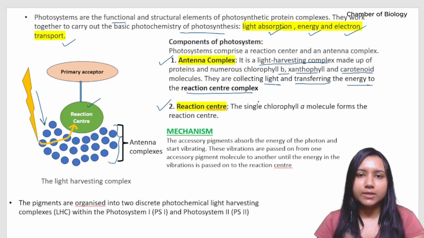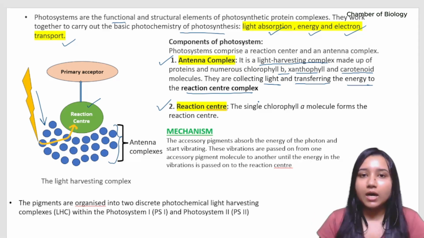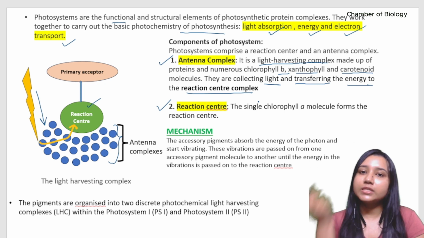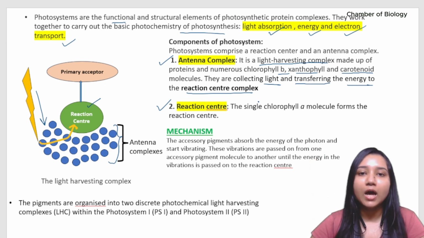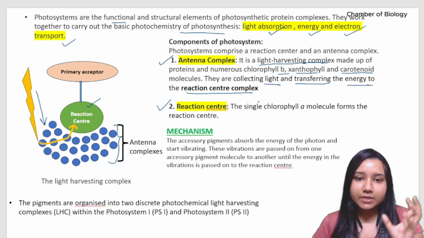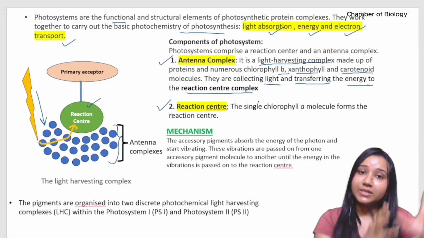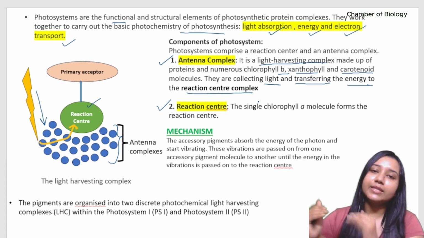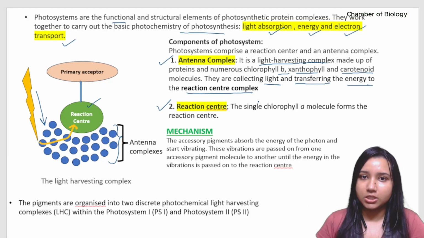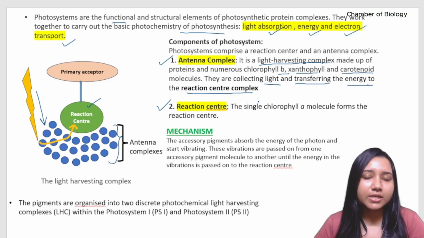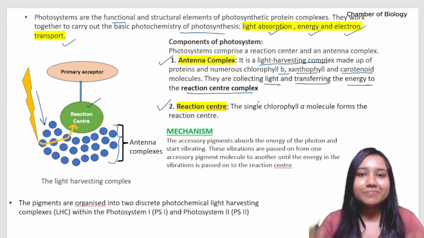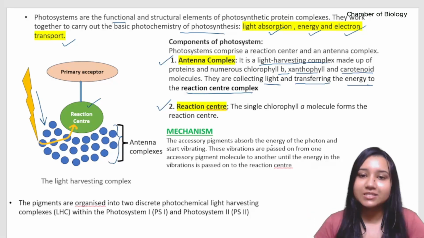First, it is going to the armies, or let's say the guards present in the palace, then the ministers, and finally to the king. So it is like that. First, the accessory pigments present in the antenna complex are going to absorb, and then finally transfer it to the reaction center. But who is the king in the reaction center? It is our main photosynthetic pigment, that is chlorophyll.